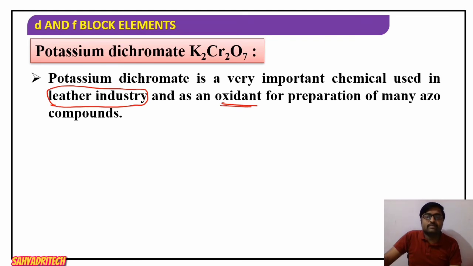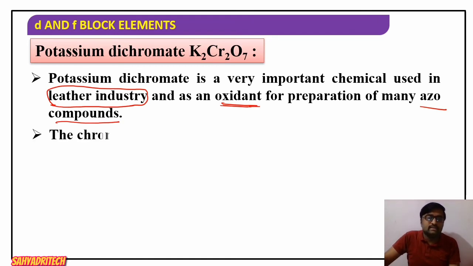and as an oxidant for preparation of many azo compounds. Yes, potassium dichromate is a very important chemical which is used in the leather industry, that is in the tanning process, and is also used as an oxidant for preparation of many azo compounds.